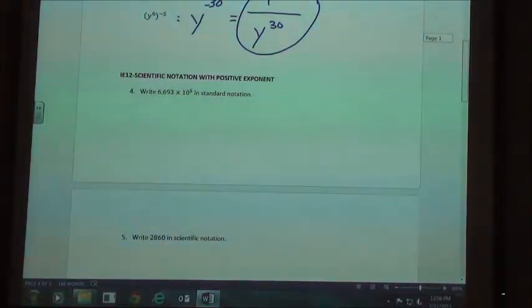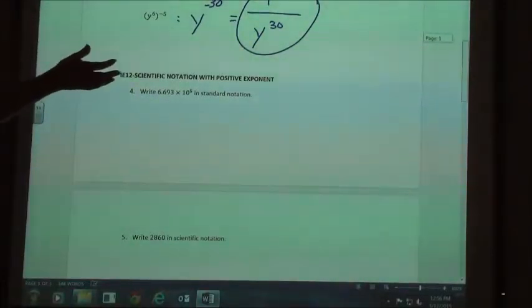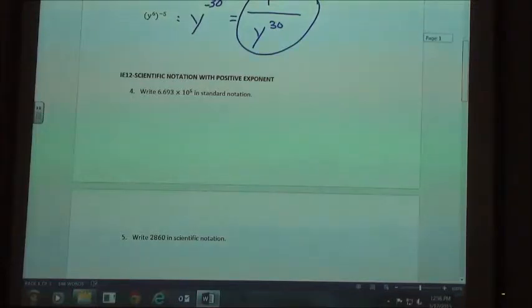Number 4, we are doing scientific notation. Now, scientific notation is usually used in science to write really, really big numbers or really, really small numbers. Like if I was going to do the distance from the Earth to the moon, I wouldn't want to have to put 50 zeros on the end of my number. So we use scientific notation.